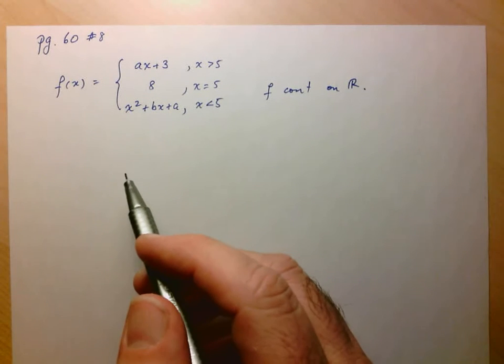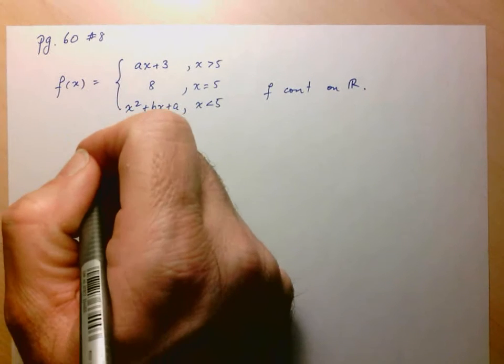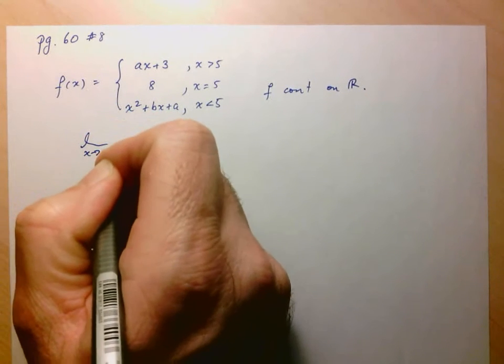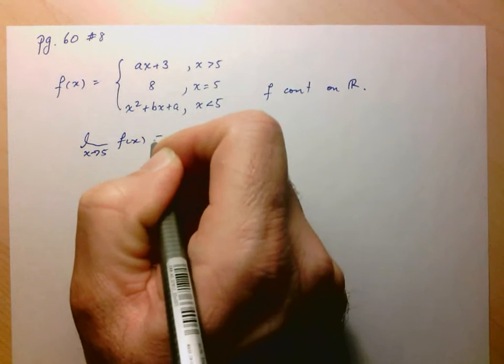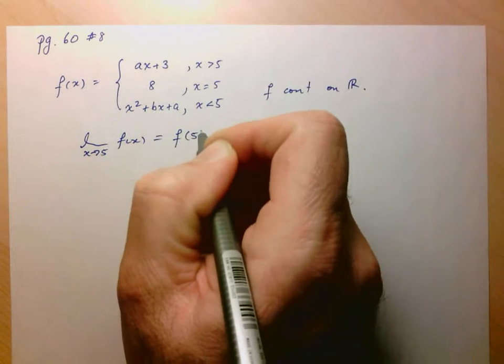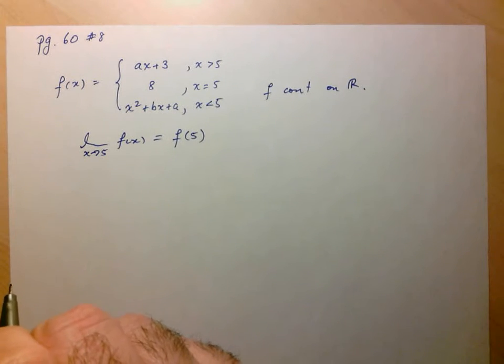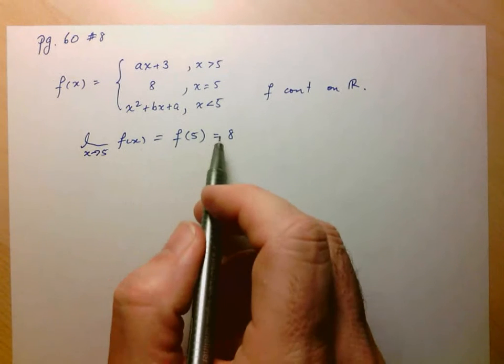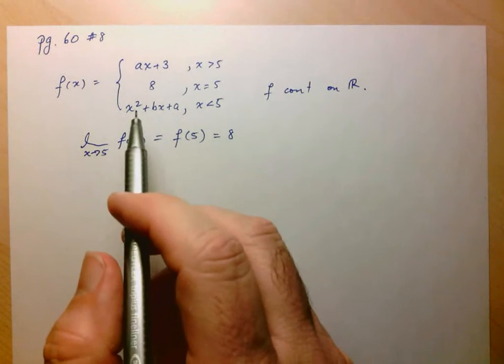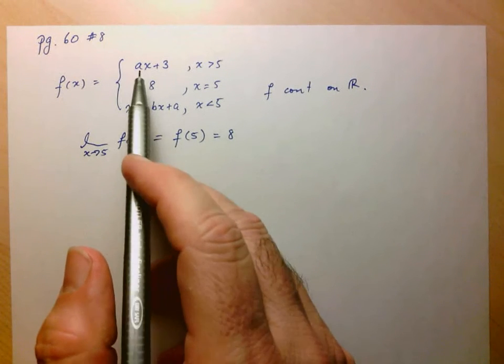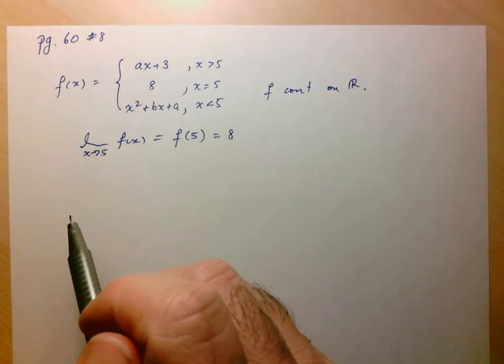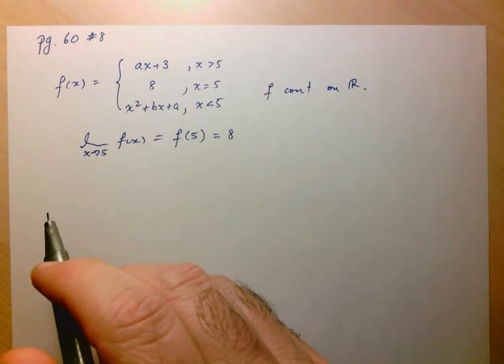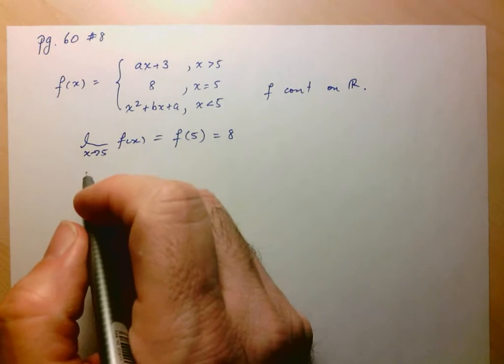Okay, so let's remember that to be continuous means that the limit as x approaches 5 of this function has to be equal to the function value at 5. In this case, the function value at 5 is actually given. So the limit needs to be equal to 8. But because it's defined differently on either side of 5, this is why we need to consider left-handed and right-handed limits.